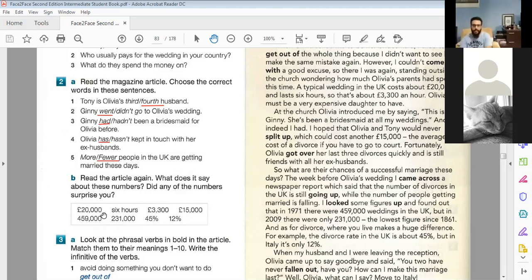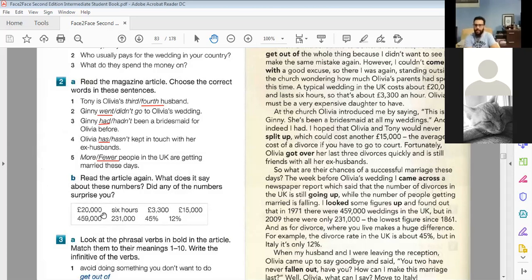Okay. And so 3,300, what's this, Brian? This number, £3,300 for what? The cost of what? So that's about an hour. Cost of wedding per hour, maybe. Yeah, the wedding party itself, the wedding celebration itself. Because remember, they said it's 6 hours and the cost is about £20,000. But if you break that down into hours, that comes down to £3,300 per hour.